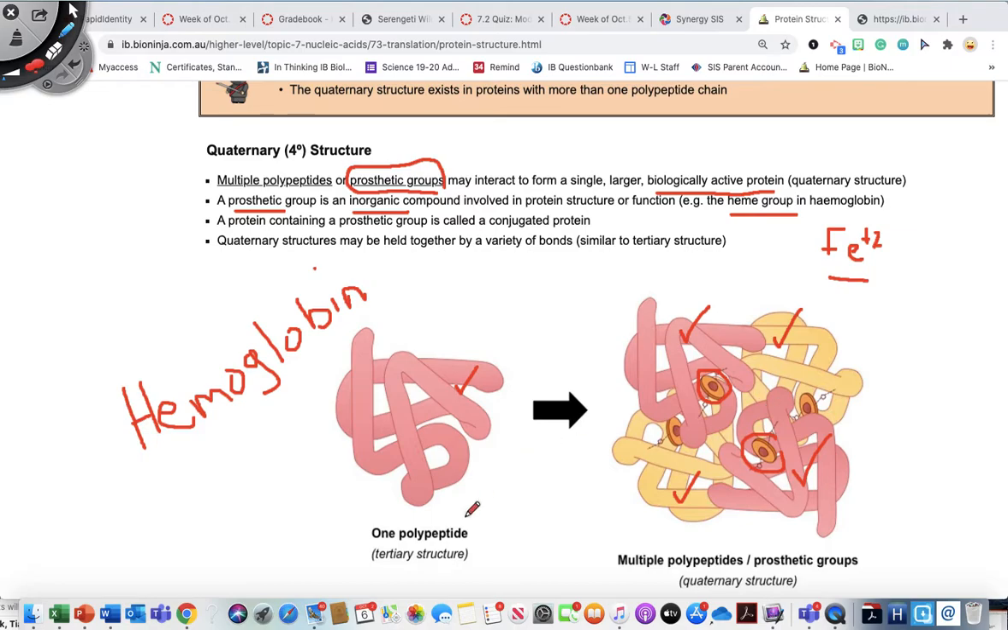So now if you get all of these tertiary structures together with their prosthetic groups, you end up with a quaternary structure, okay? And they are held together by a variety of bonds that are very similar to the bonds that we just studied in a tertiary structure. So we know that hemoglobin has a function, right? It has a function to carry oxygen. So we know that quaternary structures are also catalytic in nature.